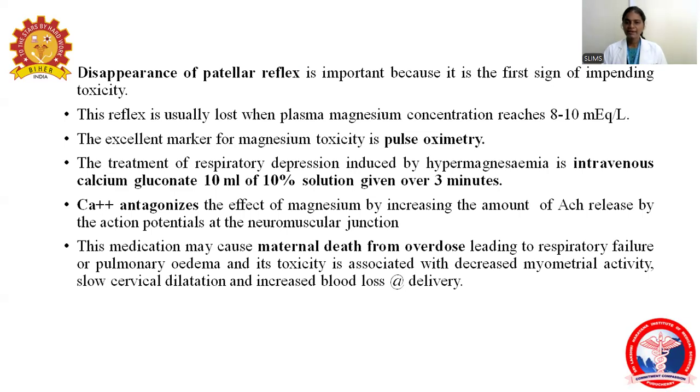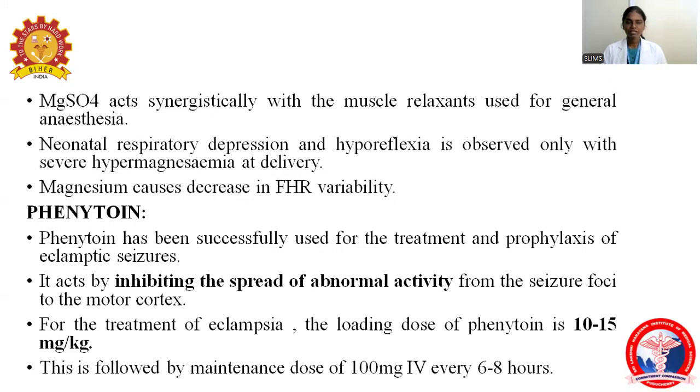This medication may cause maternal death from overdose, leading to respiratory failure or pulmonary edema, and its toxicity is associated with decreased myocardial activity, slow cervical dilatation, and increased blood loss at delivery. Magnesium sulfate interacts with the muscle relaxants used for general anesthesia. During respiratory depression, hyporeflexia is observed only with severe hypermagnesemia at delivery. Magnesium also causes a decrease in fetal heart variability.